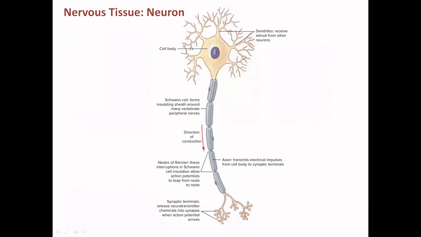And this is the neuron, which has a cell body, it has an axon, and these are the dendrites. Then these are the Schwann cells that cover the axon, and this is the direction of the conduction. The junction between the 2 Schwann cells are the nodes of Ranvier, and here the end of the axon forms the synapse with the cell body or the dendrites of the another neurons, and these are the synaptic terminals.